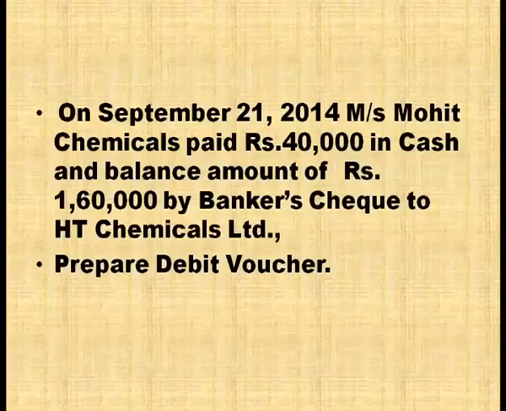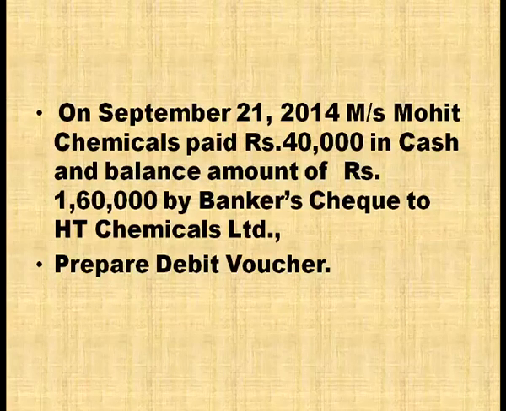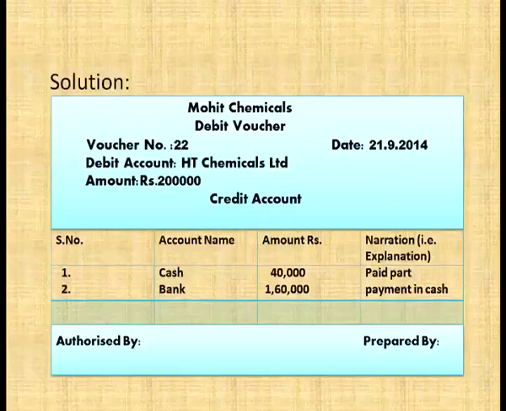Here is a question to prepare a debit voucher. On September 21, 2014, Messrs. Mohit Chemicals paid rupees 40,000 in cash and the balance amount of rupees 1,60,000 by banker's check to HT Chemicals Limited. So, the name of the organization, Mohit Chemicals, goes at the top. Then debit voucher, voucher number, debit account, amount, 2 lakh, date, credit account.